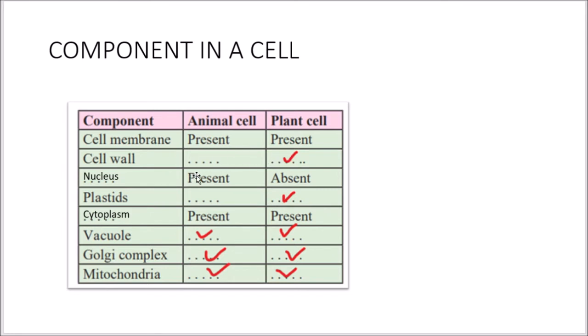Then nucleus is present in both cells. Plastids are present only in the plant cell. Cytoplasm is present in both cells. Vacuoles are present in both cells. Golgi complex and mitochondria are also present in both cells. So let me study these components one by one.